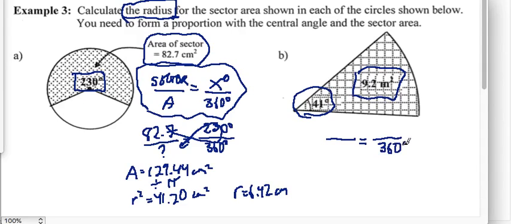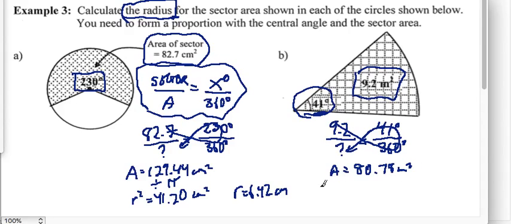360 always goes here. I have a 9.2, that's the sector area. Sector area I'm going to put on the top left. I've got a central angle of 41 degrees, which I'm going to put on the top right. That means I've got one spot open, which in a proportion is fine, because I can always find the missing spot if I have 3 of the other spots filled in. The way I do it, 9.2 times 360 divided by 41 gives me 80.78 that I'm going to put here. My total area is 80.78 meters squared, right? That's 9.2 times 360 divided by 41.